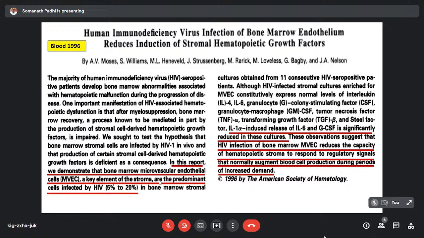They found that HIV infected stromal cultures expressed normal levels of interleukin 4, interleukin 6, GCSF, granulocyte monocyte colony-stimulating factor, tumor necrosis factor alpha, TGF beta, and all the factors. However, when these cultured endothelial cells were treated with interleukin 1, there was a reduction in the release of important cytokines like interleukin 6 and granulocyte monocyte colony stimulating factor in response to interleukin 1 alpha stimulation. So these observations suggested that HIV infection of bone marrow microvascular endothelial cells reduces the capacity of hematopoietic stroma to respond to regulatory signals that normally augment blood cell production during periods of increased demand.